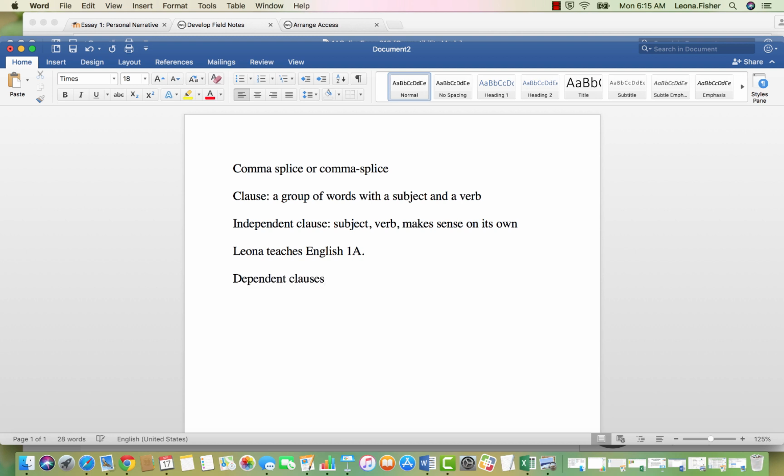But just as a review, a dependent clause would be something like, since Leona teaches English 1A. So I don't want to put a period there because it's not a sentence. Dependent clauses can't be sentences on their own. They start with words like since, while, because, if, and because they do that, they're going to be dependent on another clause that's got to be in the sentence.